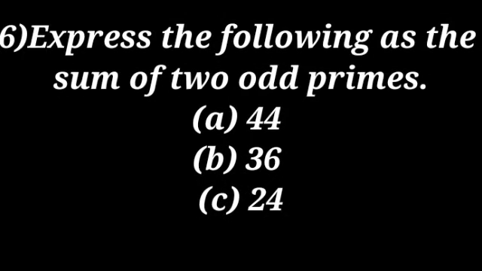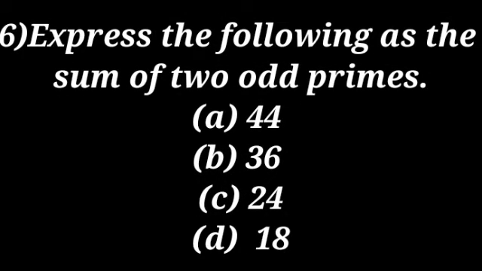Sixth main question is, express the following as the sum of two odd primes. In this, A is 44, B is 36. I will do these two sums on the board. C and D you have to do as homework. C question is 24, D question is 18.